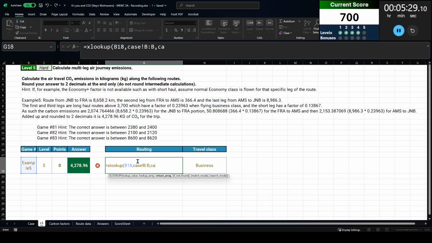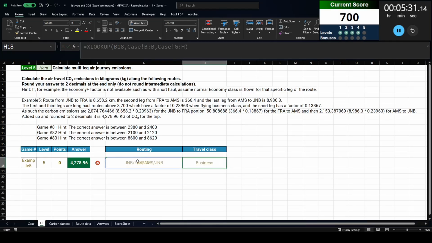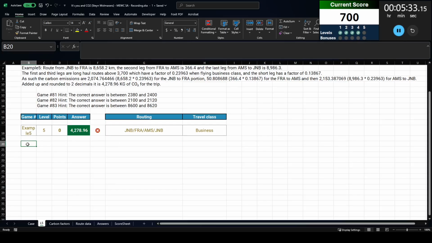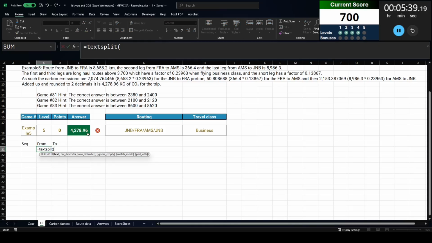So what you'll see me do is in the from and to columns, I'm going to text split on the slash. That should give me 4 airports for the example. But then I'm going to drop that last airport because I'm working on the airports that I'm flying from. And since this is a 3-flight route, I'm only flying from the first 3 airports in this routing.